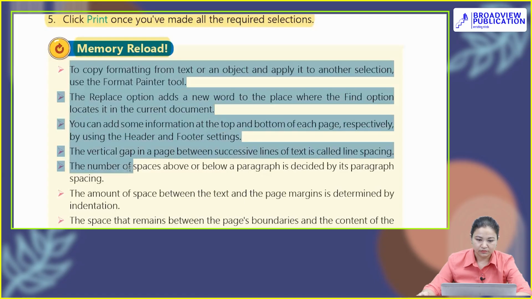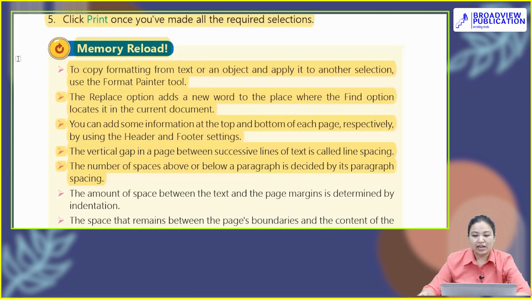Memory reload. To copy formatting from text or an object and apply it to another selection, use the Format Painter tool. The Replace option adds a new word in place of the old one, where the Find option locates it in the current document. You can add some information at the top and bottom of each page respectively by using the header and footer setting. The vertical gap in a page between successive lines of text is called line spacing.